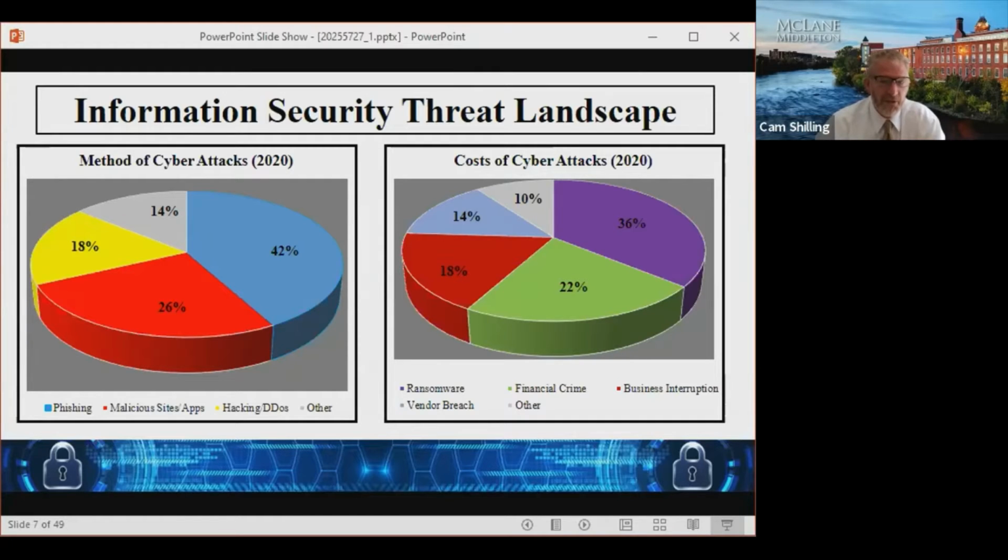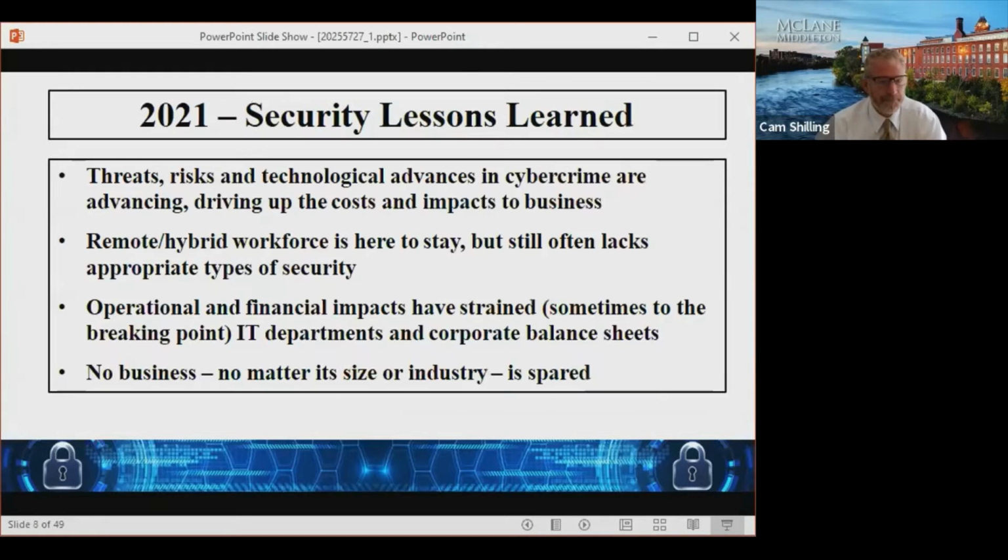Really, this to-do list that John and I are going to spend most of the presentation talking about is a top 20 list of things for businesses to do to prevent the vast majority of any threat that can come at us. All right, back to John.